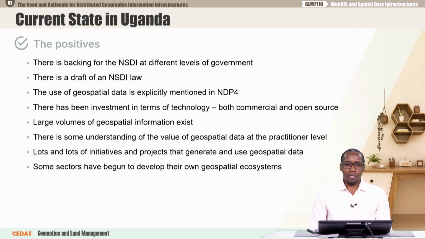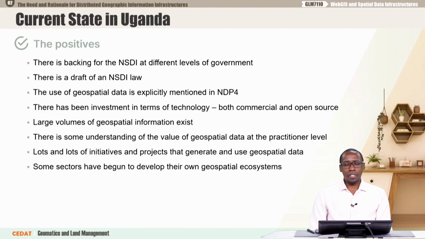And since then, different departments and agencies have had a lot of GIS projects geared towards collecting data, managing data, and also optimizing business processes within institutions. And currently, the National Planning Authority has been able to develop a draft NSDI policy standards document, as well as manuals for capacity building. So, in other words, the National Spatial Data Infrastructure has backing at different levels of government. It's something that's being talked about in many different departments.